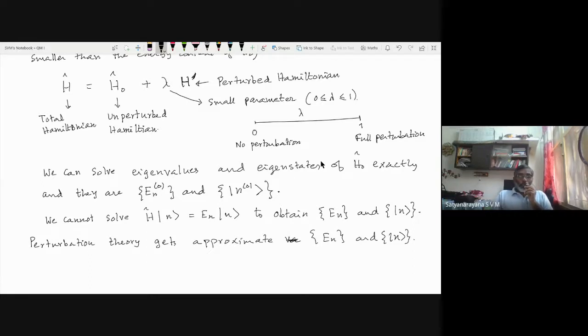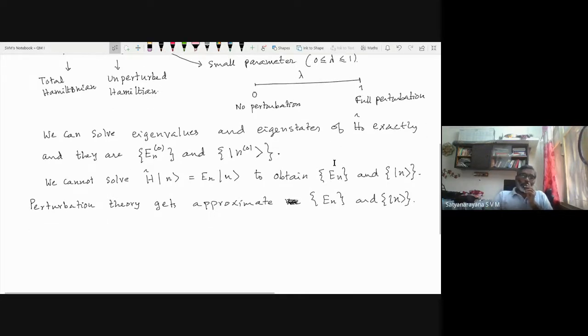Now, this approximation is something you can improve upon, and whether we have to improve or not, we are guided by the experiments. We try to evaluate En and n up to some approximation and then compare with the experiments. If that's not matching, then we will try to do a better approximation later. So that is how it has to be done.